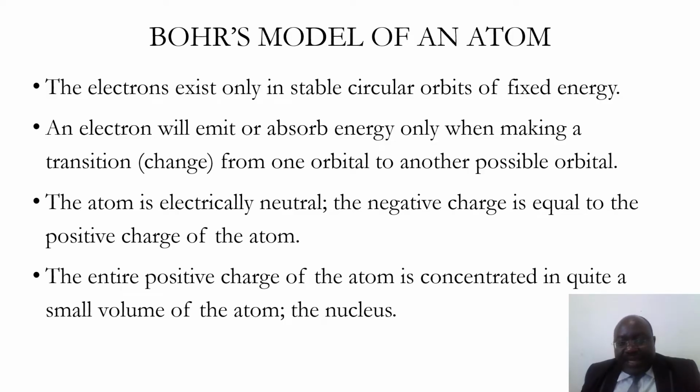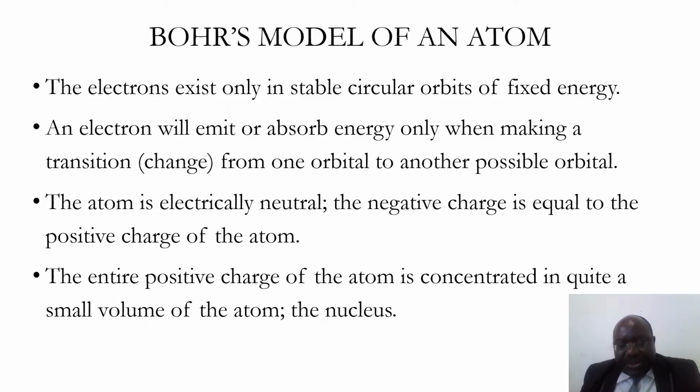Another scientist that has to be considered is Bohr. Bohr's model of an atom had the following: that the electrons exist only in stable circular orbits of fixed energy.